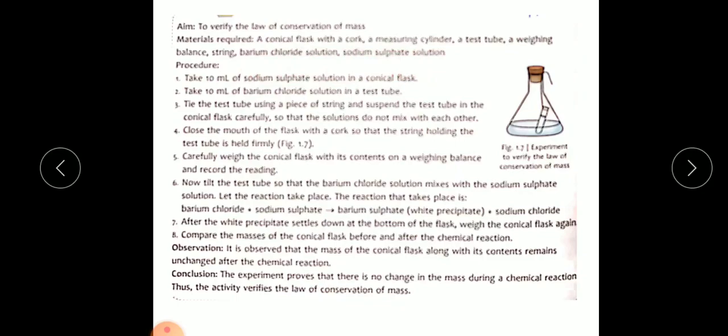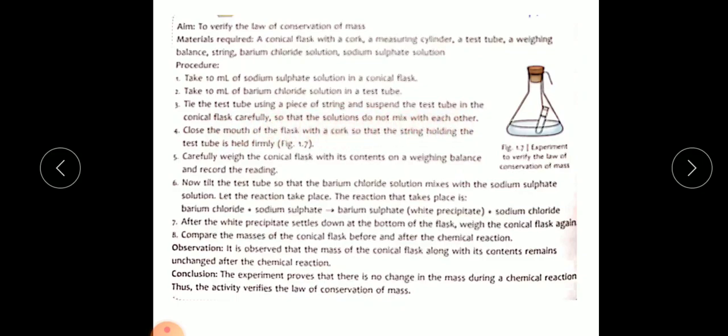Now the procedure: take 10 ml of sodium sulfate solution in a conical flask. After that, take 10 ml of barium chloride solution in a test tube. So one solution is in the conical flask and the other is in the test tube. Now tie the test tube using a piece of string and suspend the test tube in the conical flask carefully so that the solutions do not mix with each other.